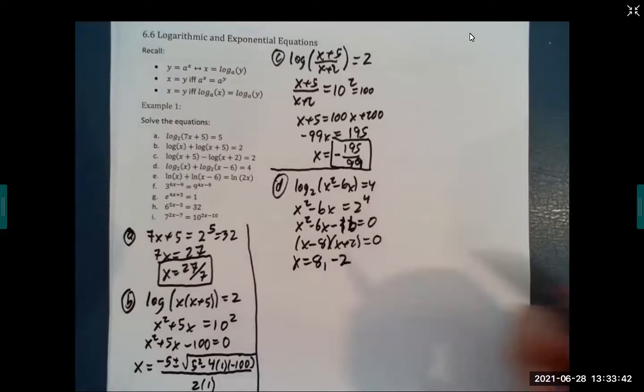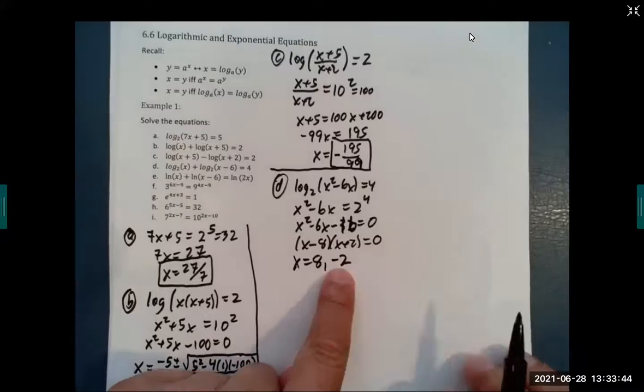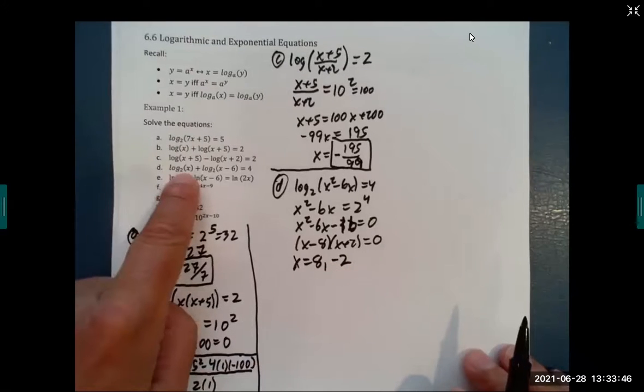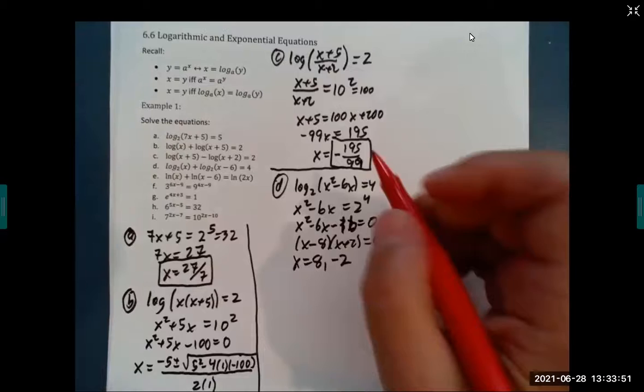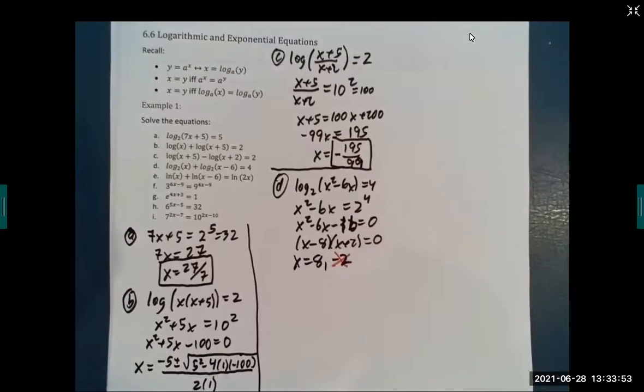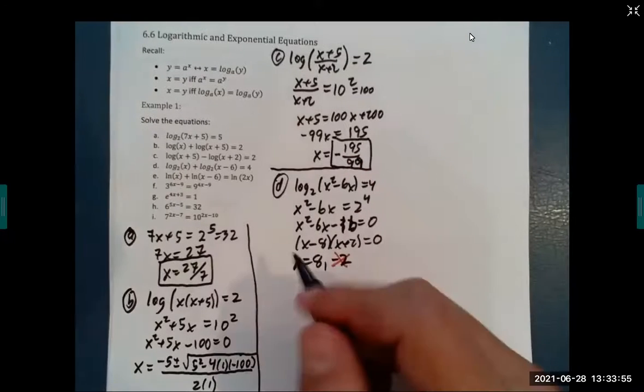Now, we have a problem. When I take the negative 2 and I plug it into there, log of a negative, no go. I thought that was going to be a problem there, but it wasn't. So that one's out. There's only one answer for this one. x equals 8.